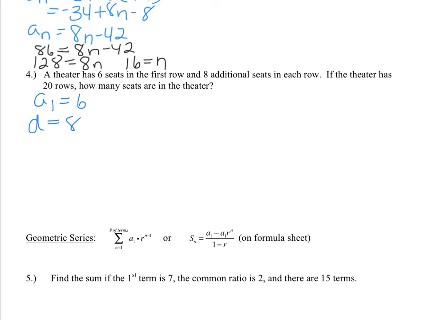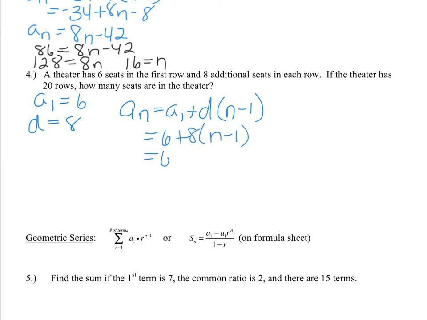All right, so it's a summation because it's got a common difference. So we have a sub n equals a sub 1 plus d times n minus 1. So it's 6 plus 8 times n minus 1, 6 plus 8n minus 8. So a sub n comes out to be 8n minus 2.